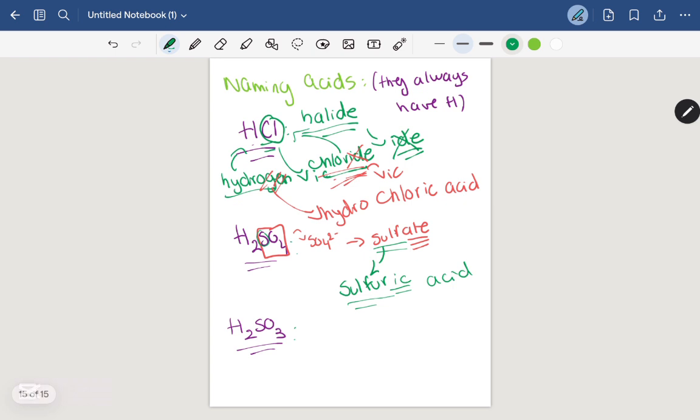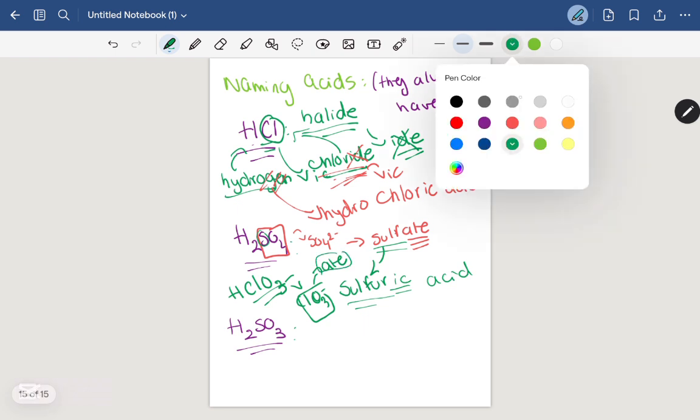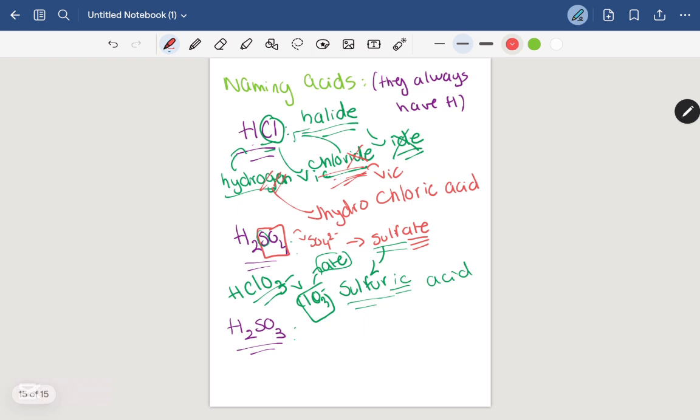So let's take another good example. We will take, for example, HClO3. You will take the anion, which is ClO3 minus. That means its suffix, or its ending, is ATE. If its ending is ATE, then you're going to take the root of its name. In this case, the root of the name is chlor, and you put IC, so it's going to be chloric acid.